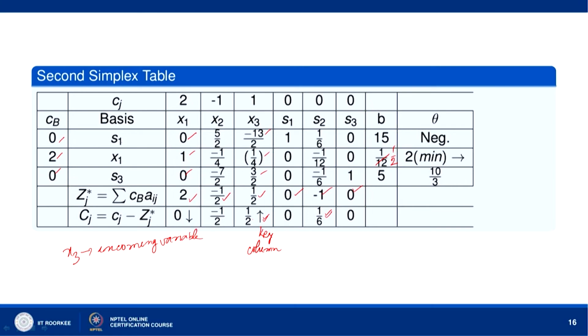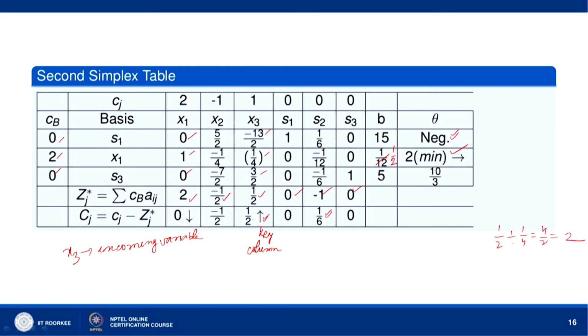Let us find the outgoing variable. So, we divide the elements of the B column by the values in the column X3. So, 15 divided by minus 13 by 2. So, we get a negative value of theta, and then 1 by 2 divided by 1 by 4. So, 1 by 2 divided by 1 by 4 is equal to 4 by 2, we get 2.